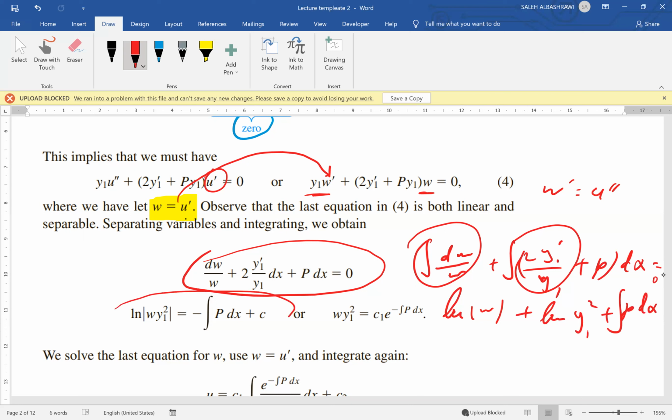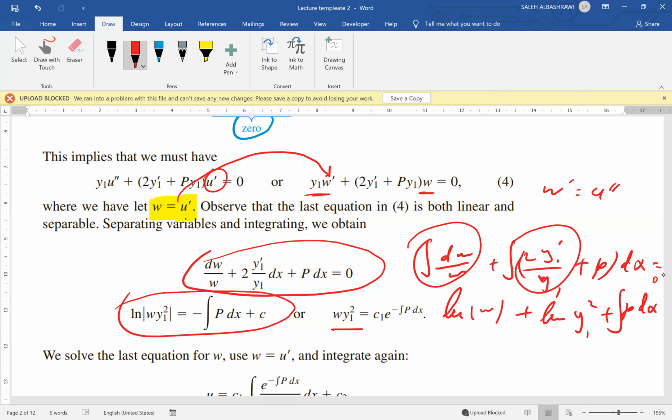So it can be written in this form. It is ln because we have ln plus another ln. We can combine them together in one single logarithm. That will be ln of w multiplied by y1 to the power 2 equal to minus the integration of b dx plus a constant.